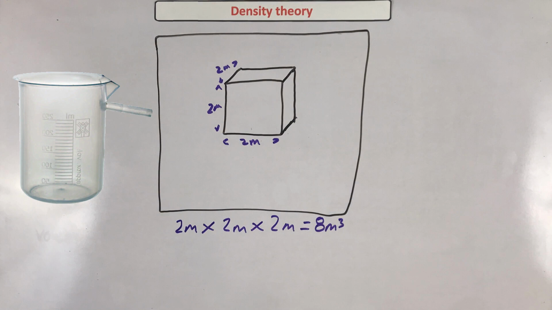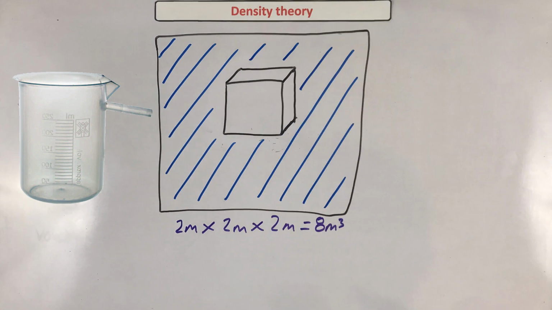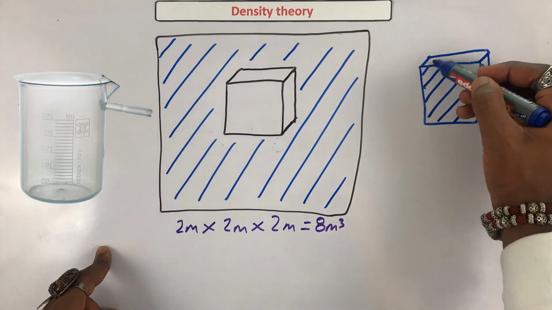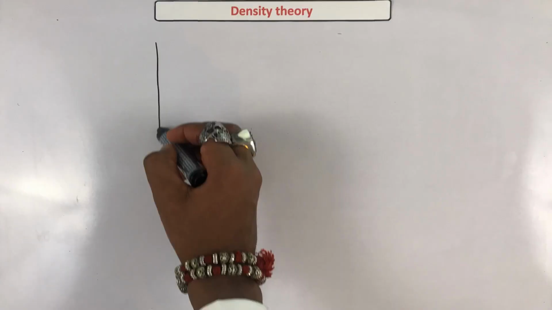Displacement cans work because the liquid that is displaced by the object, the volume of that liquid, is equal to the volume of the object. If I pour water into this box, the space that's taken up by the cube is equal to the space that the water would have taken up if the cube wasn't there. That's why when you take a bath and you step into your bath, the water rises. Your body is taking up the space that water would have taken up if your body wasn't there.